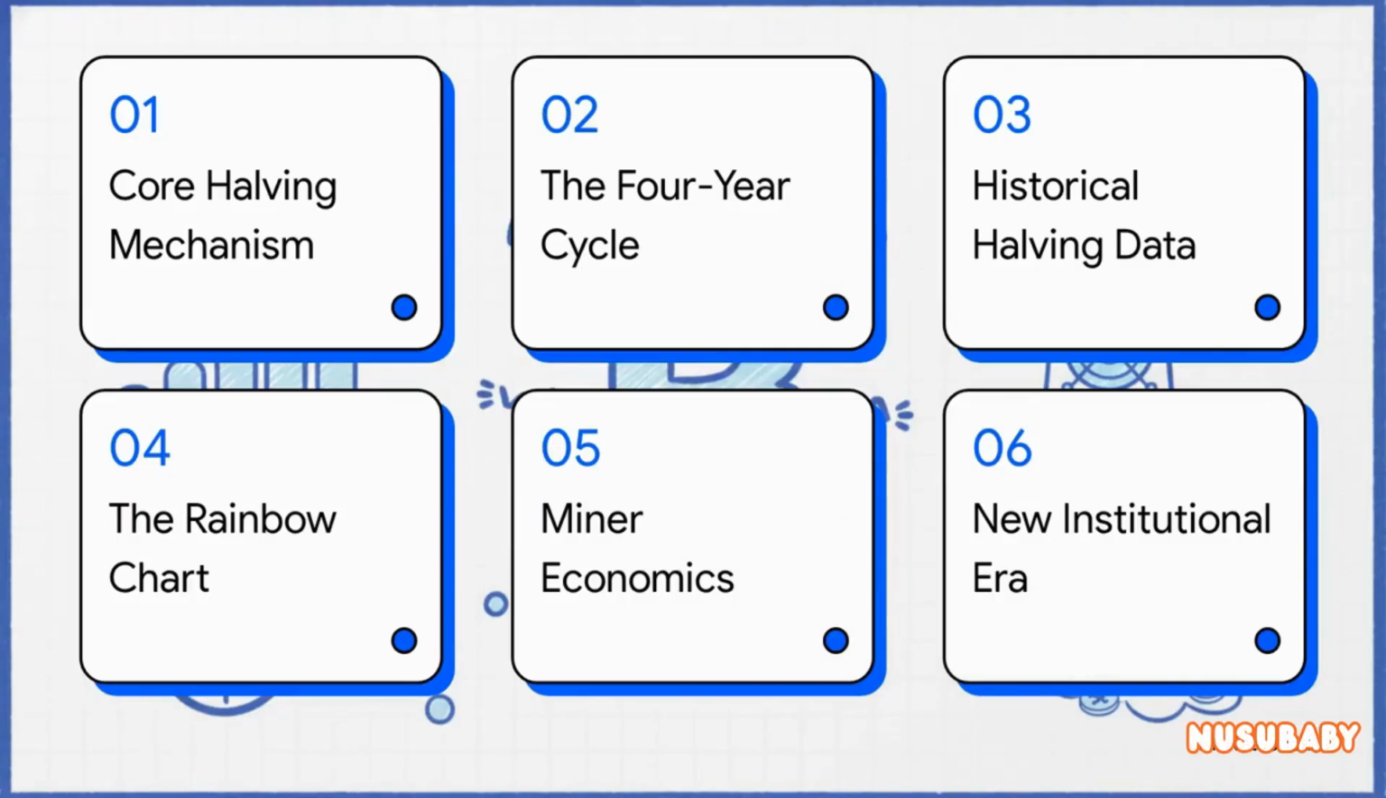Okay, let's take a quick look at today's syllabus. We're going to cover the core halving mechanism, the anatomy of the four-year cycle, historical halving data, reading the rainbow chart, miner economics, and finally, the new institutional era.